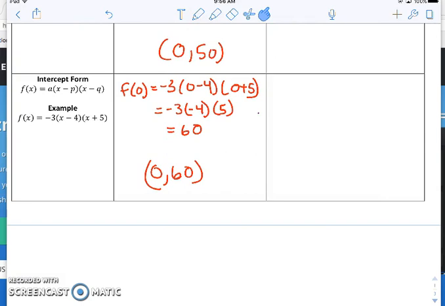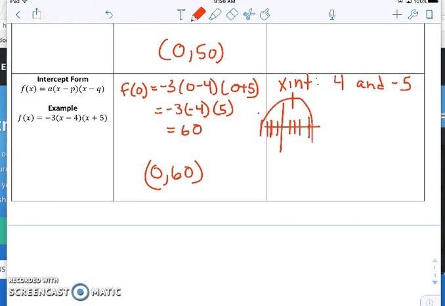Intercept form. Well, when you think about intercept form, our intercepts are at 4 and negative 5. So where is our vertex? If we were to graph this, 1, 2, 3, 4, 1, 2, 3, 4, 5, and we know it looks something like that, well, our vertex has to be halfway in the middle.